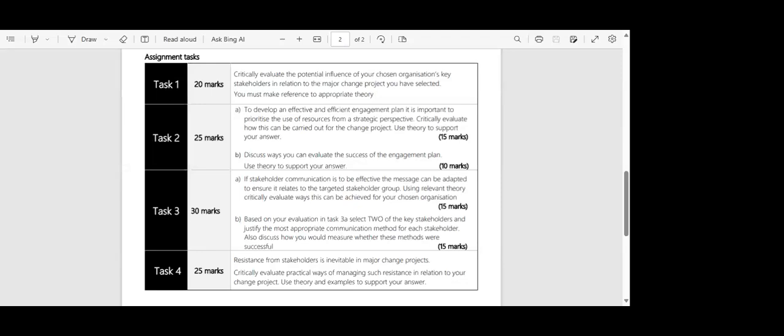Resistance from stakeholders is inevitable in major change projects. Critically evaluate practical ways of managing such resistance in relation to your change project. Use theories and apply examples to support your answers.